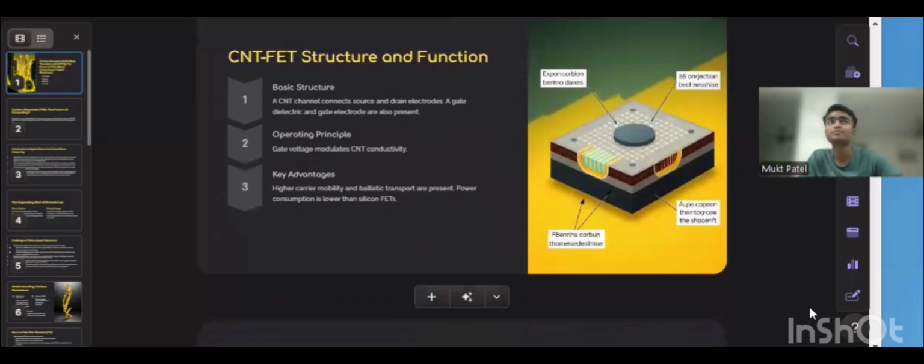Now the second slide. CNT FET structure and function. Basic structure, operating principle, key advantages. CNT channels connect the source and drain electrodes. A gate dielectric and gate electrodes are also present. Operating principle: gate voltage modulates CNT conductivity. Key advantages: higher carrier mobility and ballistic transport are present. Power consumption is lower than silicon FETs.